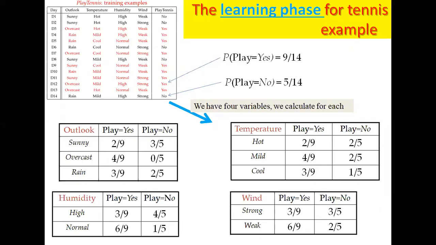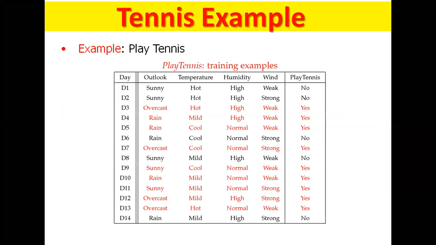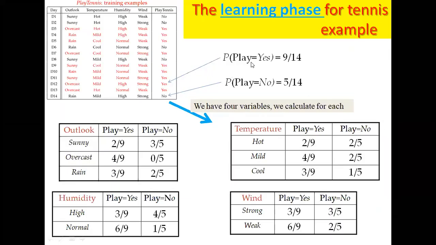Let me go on with this simple example, that is a tennis example. We have a set of 14 records, with some negative records and some positive records. Positive is highlighted in red and negative is highlighted in black. You can find here you have 14 records, and P of play equal to yes is 9 records out of 14. P of play equal to no is 5 by 14.